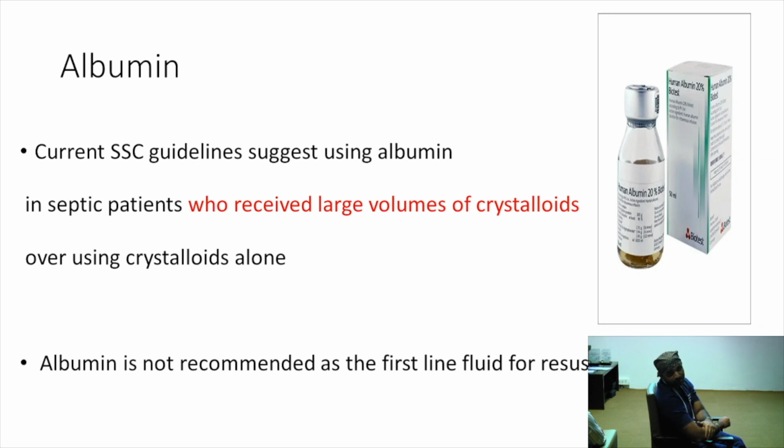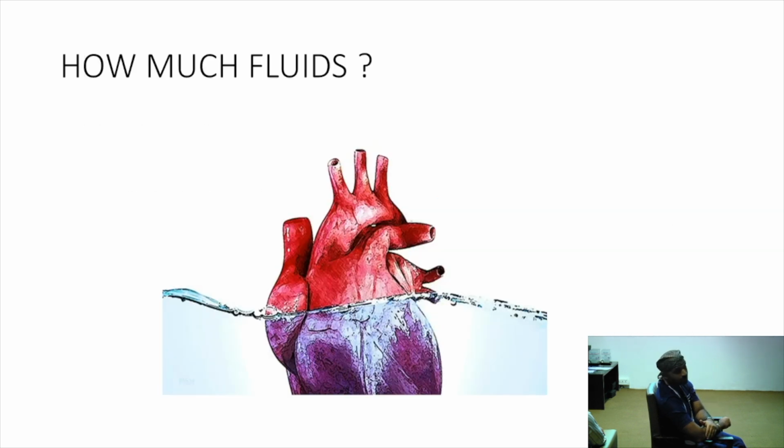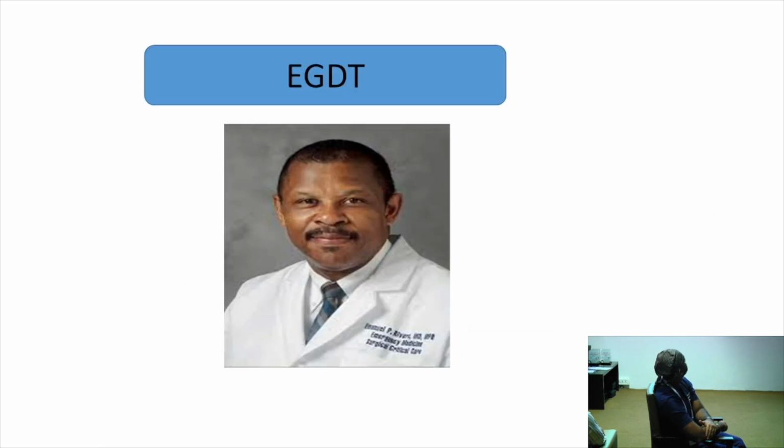But what about other solutions? Albumin? Albumin should not be used as the first line of therapy in resuscitation. But if you give a large volume of crystalloids, then probably you know that he is going to need large crystalloids, and we can use albumin as a therapy. Starch, no. You have an array of studies here which say absolutely no hydroxyethyl starch because of acute kidney injury and coagulopathy.